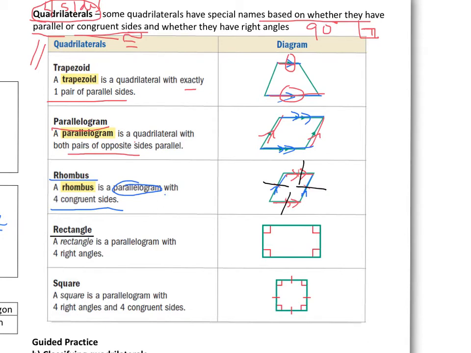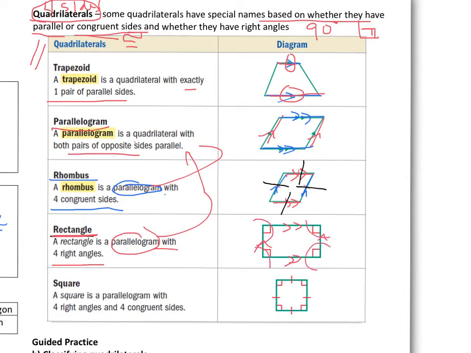And one of the basic quadrilaterals you probably already heard of is called a rectangle. A rectangle is a parallelogram with 4 right angles. Again, it's also a parallelogram. Okay? And we can mark parallel, parallel, parallel, parallel. And we've got 4 right angles.